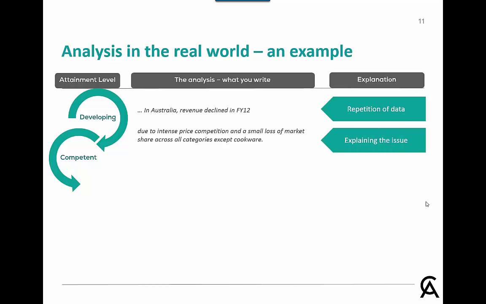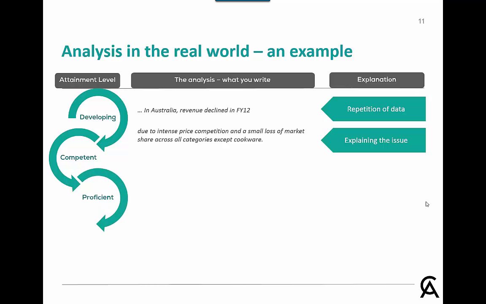We're just going to explain why revenue declined. Once again, they weren't saying it. The explanation there was why revenue declined. It didn't explain how much it declined by. It was why. So that's the competent.